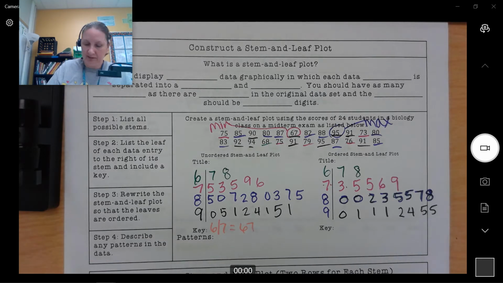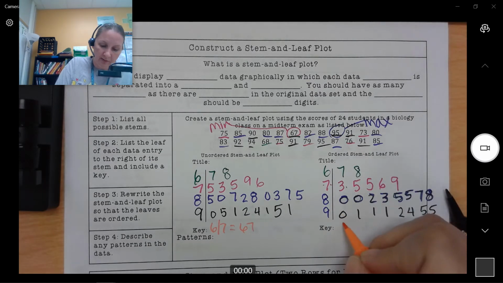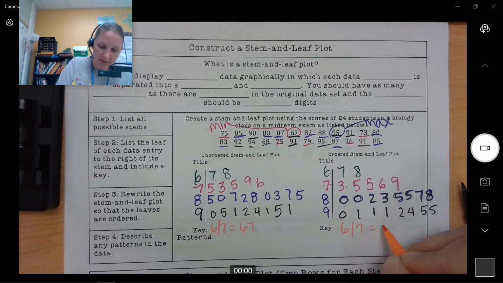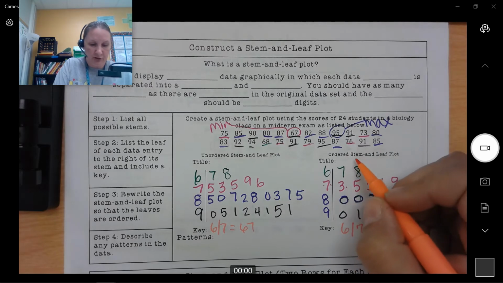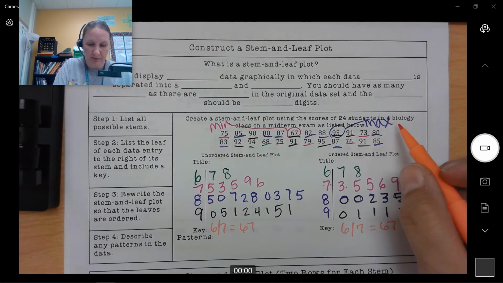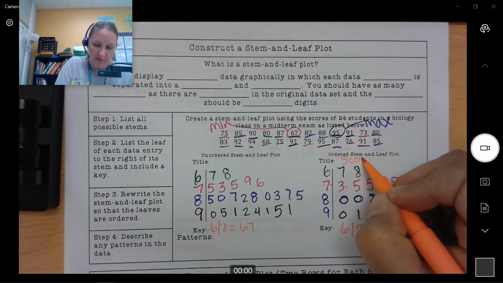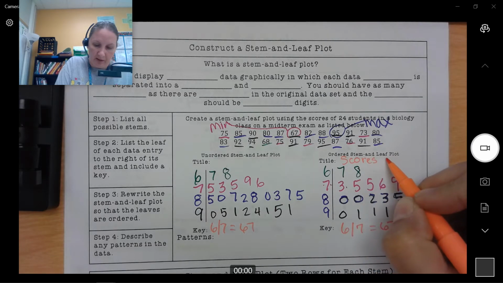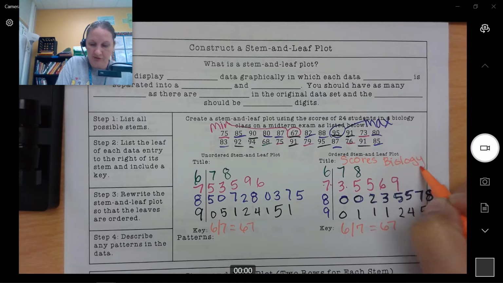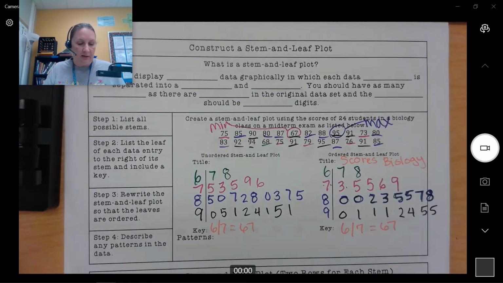And again, this is my final version of it, so I still want to have my key. And I want to make sure that I have a title. So what does this represent? This is the scores for biology, or biology scores, something like that. Okay. Now, what pattern do you see?